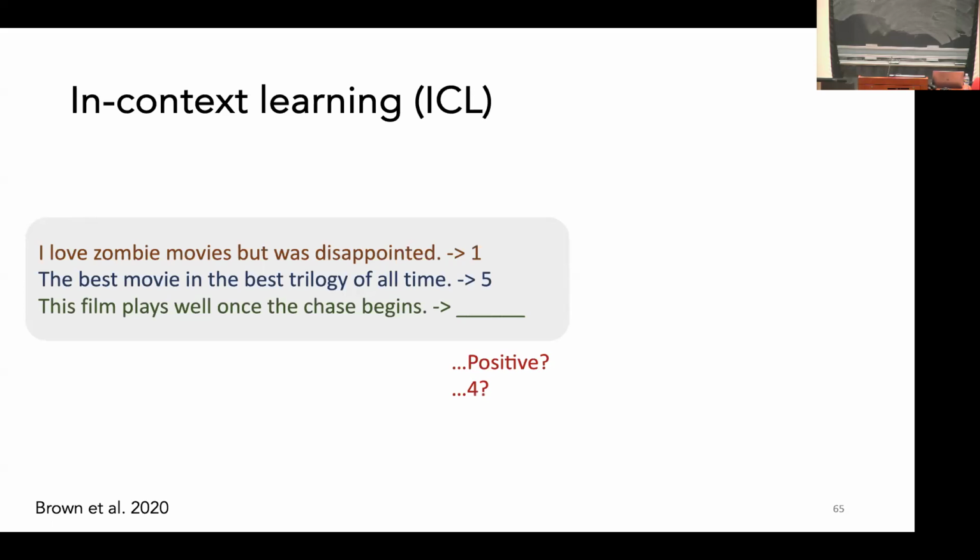The model has to take this prompt and figure out what the task is. Maybe given the movie review, it should output positive or negative, or it should output this numerical score. What we find is that these pre-trained language models are able to take in this prompt, understand the task, and make the right prediction most of the time.